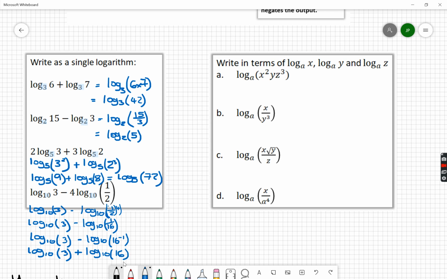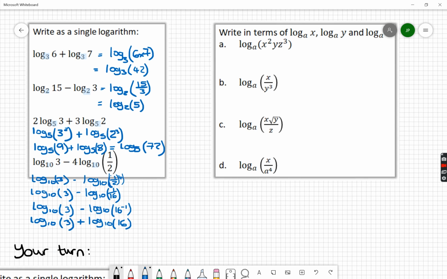Okay, this one is by far the most complicated one. Just move up a little bit. So now I'm in the position that I have been before. I've got the same base, I've just got logs, so I can add these together. Adding them means multiplying what's in the middle. So I will finish with log base 10 of 16 times 3, which is 48.